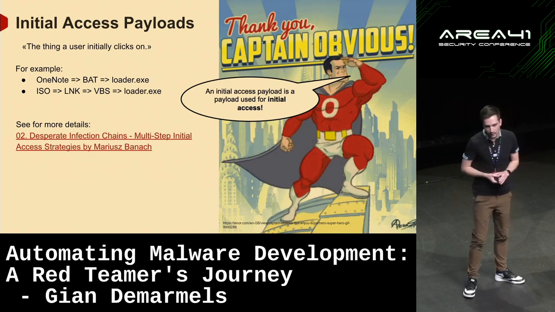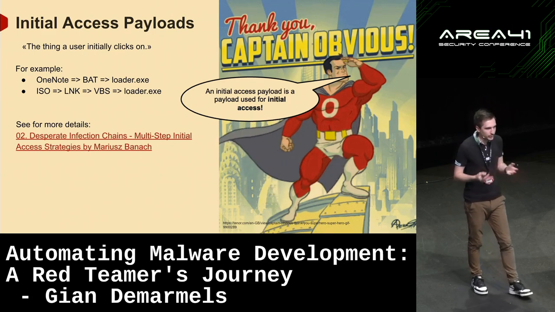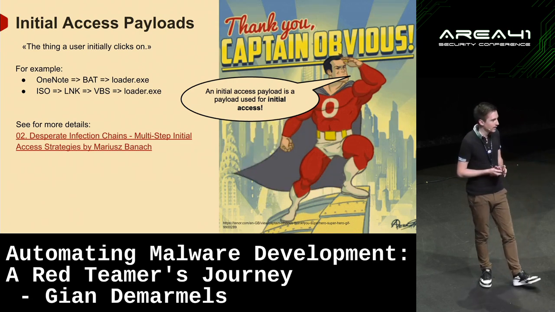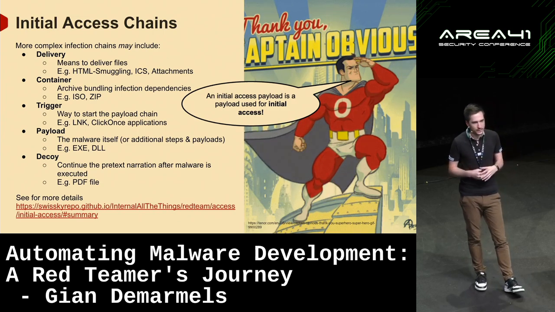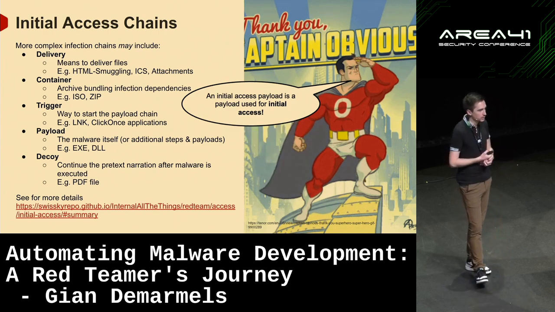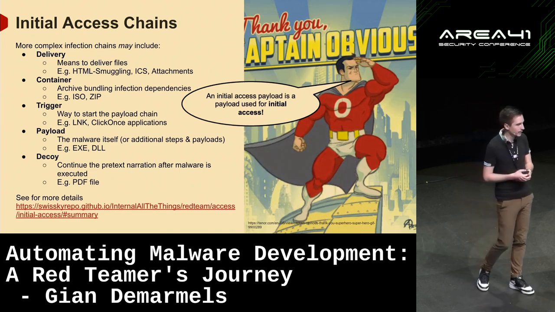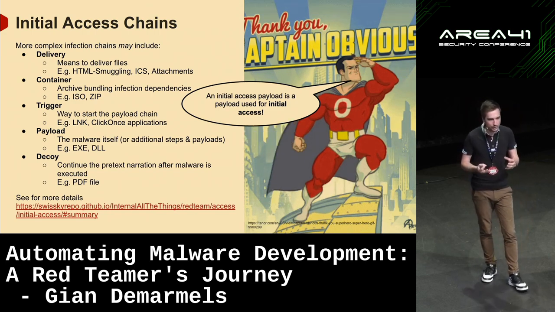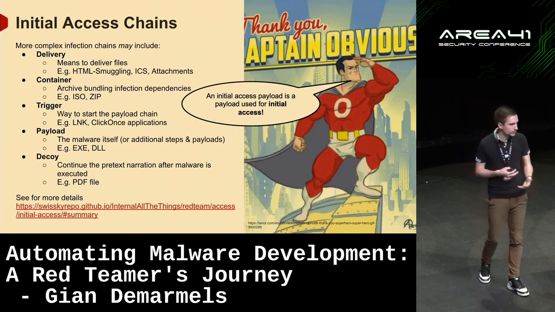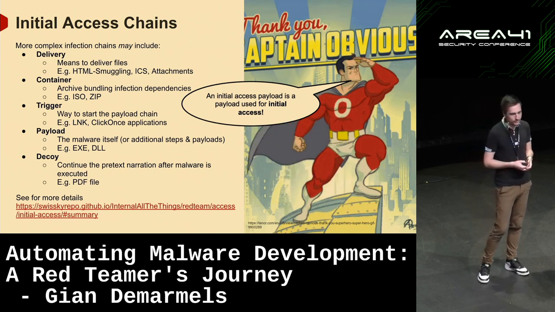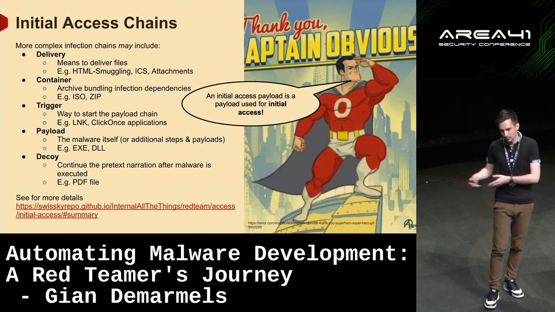And here we are going into the world of initial access payloads. So the thing a user initially clicks on, a popular example is the one-note, bat, loader, exe example. If we look at it from a higher perspective, such an initial access payload chain may include the following stuff. You have a delivery payload, for example, HTML smuggling or a calendar invite. There is often a container to bundle your infection dependencies, like ISO or ZIP. There is a trigger, a way to start the payload chain, which could be a link or a ClickOnce application. And then the actual payload, or even more intermediate steps that are doing something to trigger the final payload.